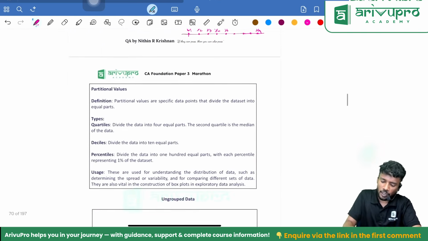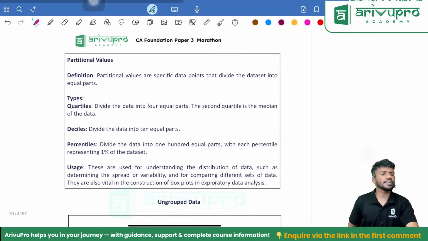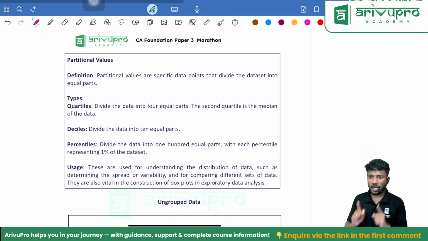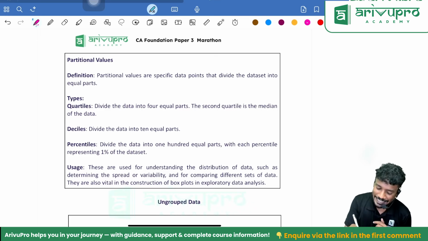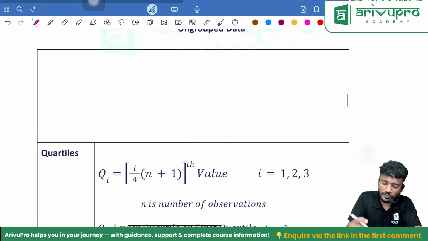The last one is D9. Now, then percentile is there. Percentile will divide it into how many equal parts? 100 equal parts. Correct? 100 equal parts it will divide. So how many percentiles are there? 99 percentiles are there. Now, first one we will discuss is median.